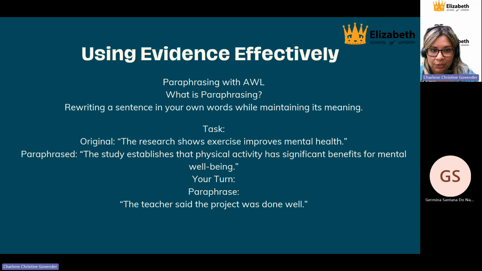So we want to make sure we paraphrase. We want to make sure we keep the original meaning. So how can we do this? Well, with using the academic word list. So the research shows that exercise improves mental health. Now we want to rewrite the sentence without changing the meaning of this sentence. Okay, so if we talk about paraphrasing, let's look at how we can do that effectively. The study establishes that physical activity has significant benefits for mental well-being.